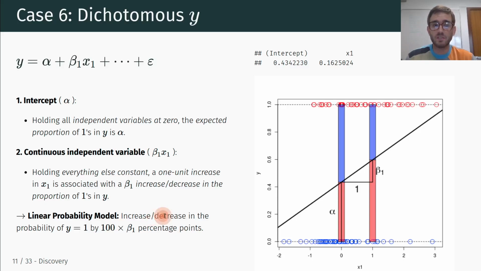So an increase or decrease in the probability of y being equal to 1 changes with a 1 unit increase in x1 by 100 times beta 1, right? So if the proportion increases by 0.16, that means the probability to observe a 1 increases by 16 percentage points, right? The probability is, instead of 43, it's now 59 or almost 60%, okay? So that's the linear probability model.